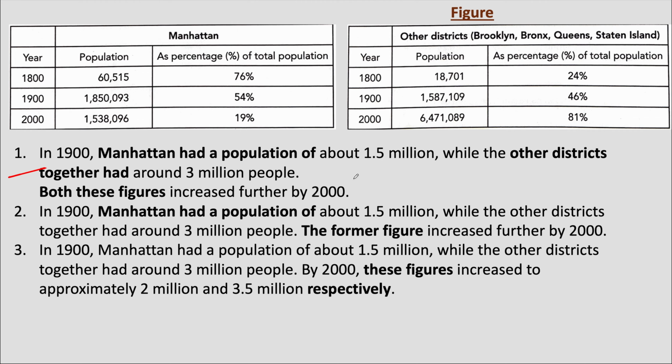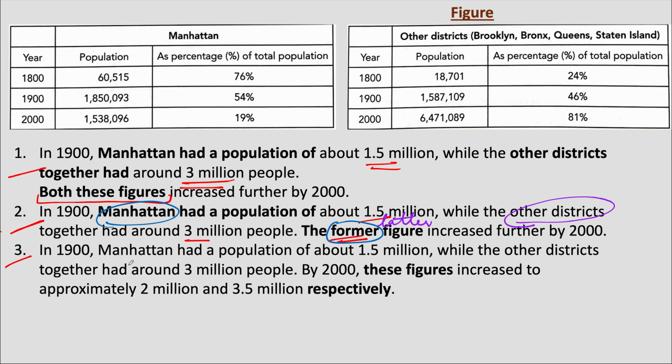In the first example, we mentioned two figures in the first sentence. But then instead of this figure, we write both these figures. So we are conveying that both of the figures in the previous sentence increased. Similarly, in the second example, two figures are mentioned in the first sentence, but we use the word former. Former means we are talking about the first thing mentioned. So here, former refers to Manhattan. If instead of former we had used latter, it would have referred to the other districts.